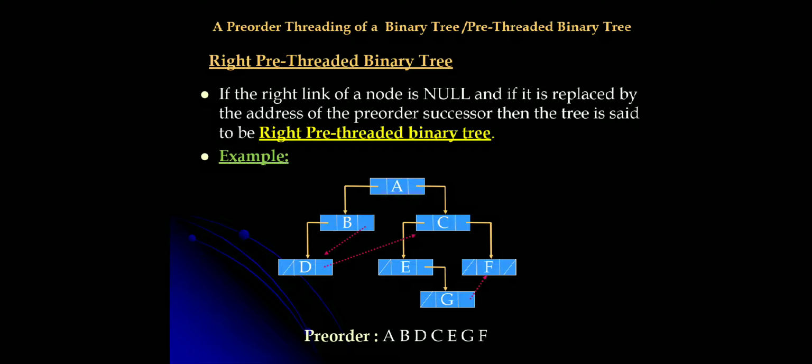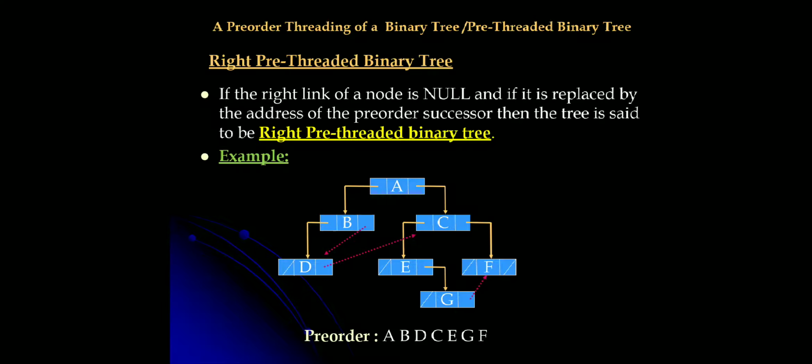So given a binary tree, do the pre-order traversal and find out the pre-order successors for the right child fields which are null. Say for example, for node D, the pre-order successor is node C. You can see in the pre-order traversal. So that's why we have shown the thread here. In dotted line, we have shown the thread. Solid line we have used for showing the actual link, and dotted line is used for showing the thread.